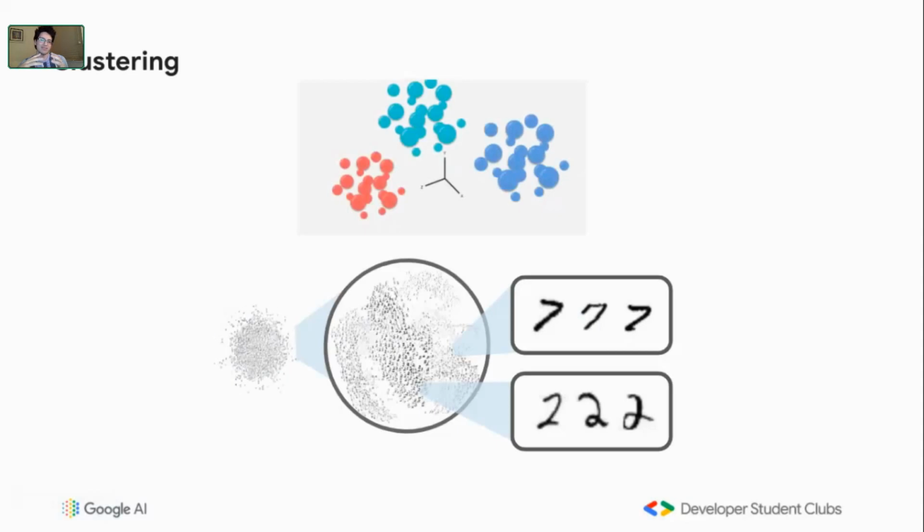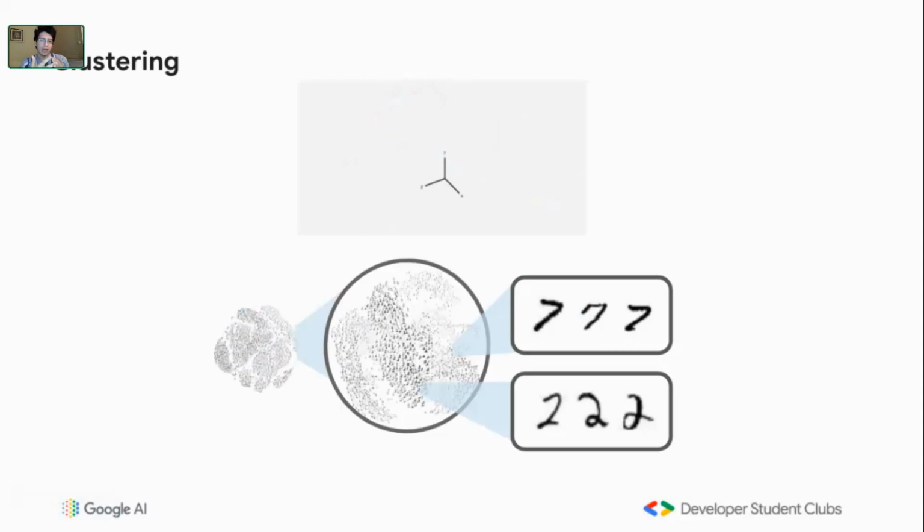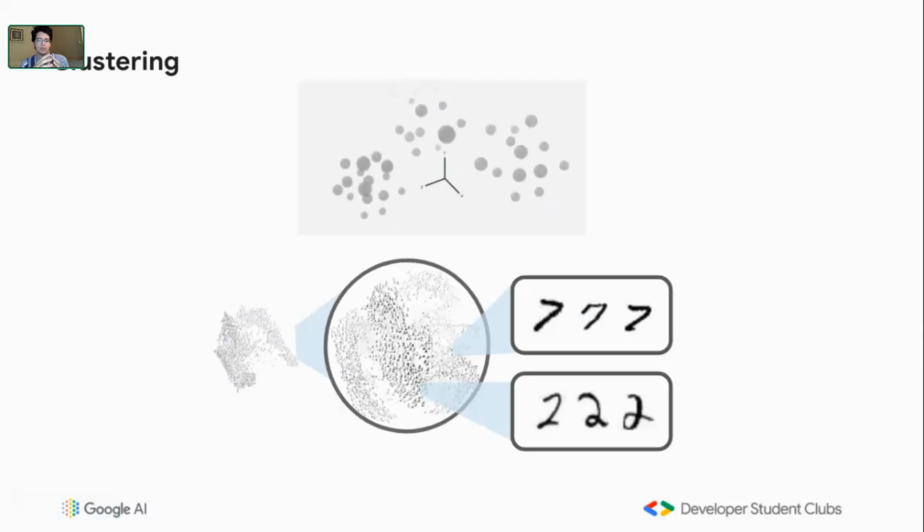But you cluster your data, which in this case is the hand-drawn numbers, and you cluster your data.